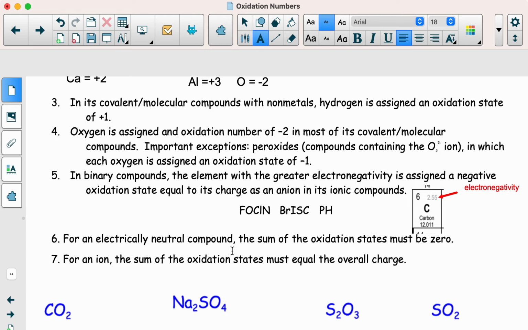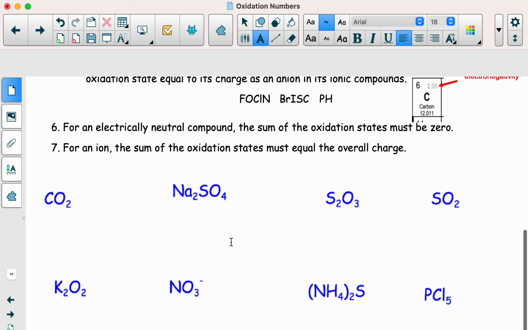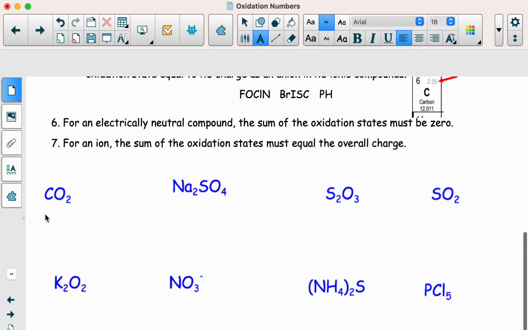Rule number 6. For an electrically neutral compound, the sum of the oxidation numbers must add up to 0. And number 7, for an ion, the sum of the oxidation states must equal the overall charge. These rules get applied kind of in a hierarchical order. You basically always start at the top, work your way down, and the very first rule you come to that gives you an answer is the rule that you're going to use. So we're going to look now at a handful of examples here, starting with the compound carbon dioxide.